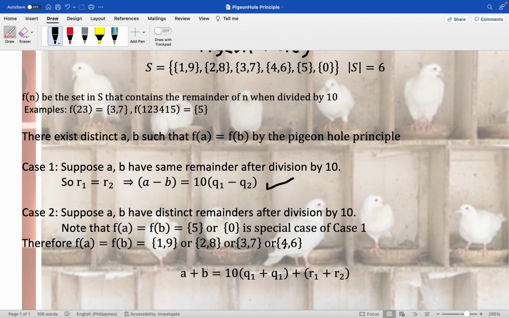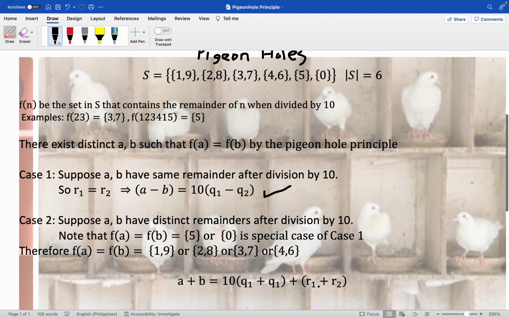Now case 2 is slightly more involved, but not too difficult. If the remainders are distinct, we've already handled the case where the 2 images happen to land in the set {5} or the set {0}, because that's just a special case of case 1, right? So these 2 images of f have to land in sets where the sum is always equal to 10. So 1 plus 9 is 10, 2 plus 8 is 10, I said this earlier, 3 plus 7 is 10, 4 plus 6 is 10.